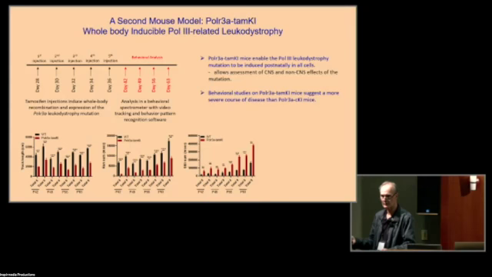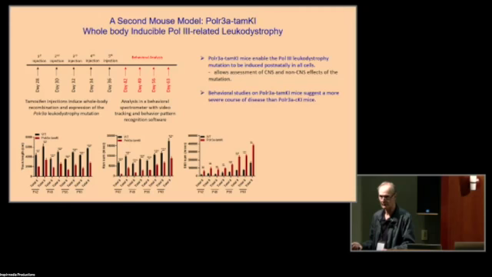What's important about this model from our perspective is that it allows the assessment of the effect of the leukodystrophy mutation on the entire CNS population, not just the oligodendrocytes, but the neurons, the astrocytes, the microglia, and so on. But it also allows us to look at potential effects of the mutation on non-CNS tissues, right? And so this, we hope, will help inform perhaps some of the other phenotypes we've heard about at this meeting.